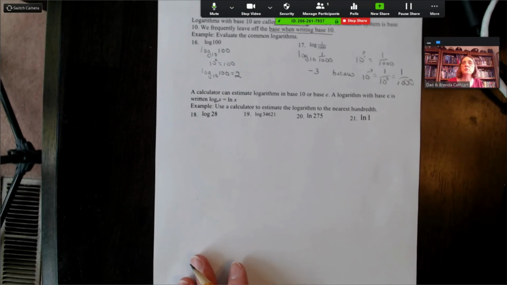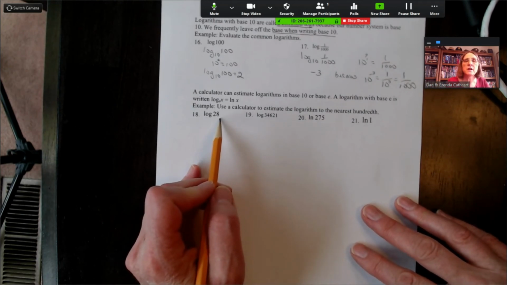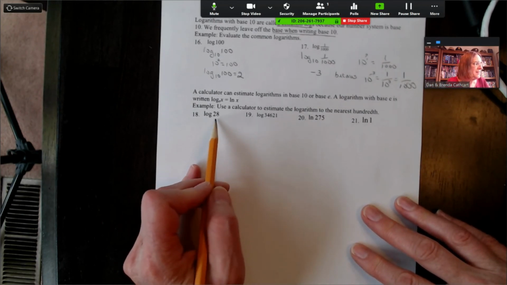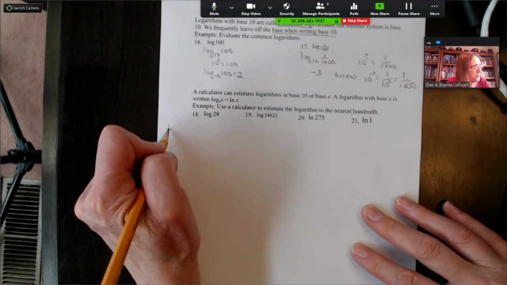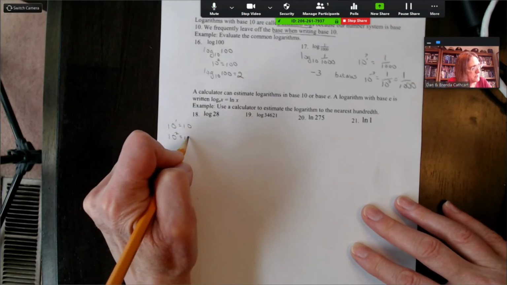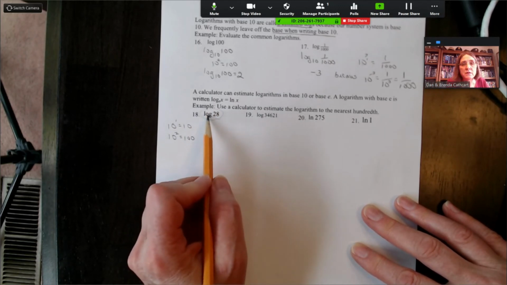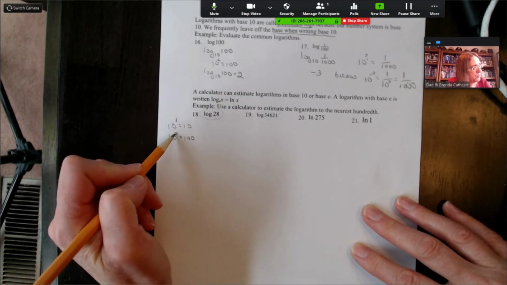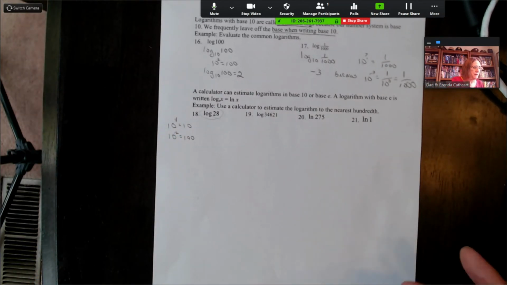Now the other ones we're going to do on our calculator because they're not integer values. When I look at log base 10 of 28, 28 is not an even power of 10. I know 10 to the first is 10, 10 to the second is 100. So my answer here, my exponent, is going to be somewhere between 1 and 2. Well, our calculator can help us find that.